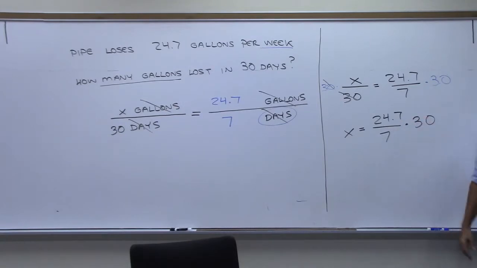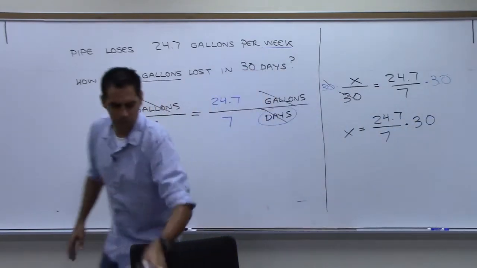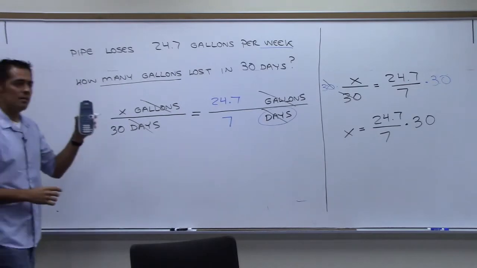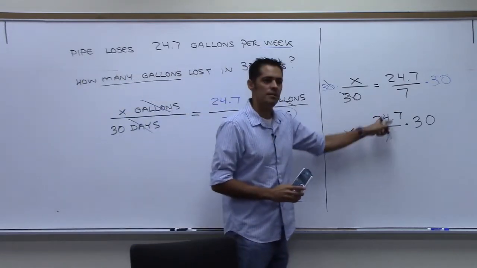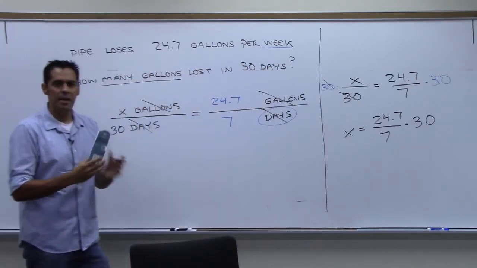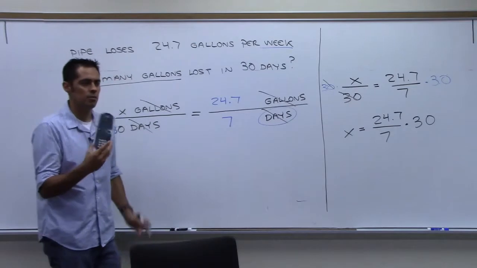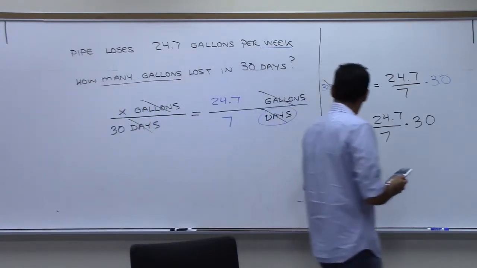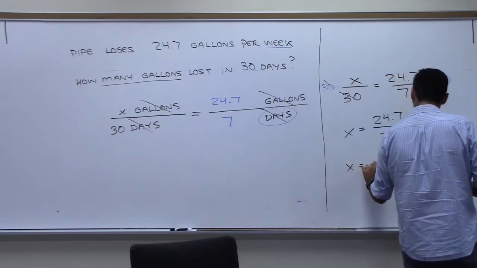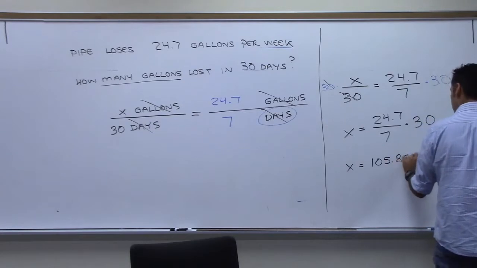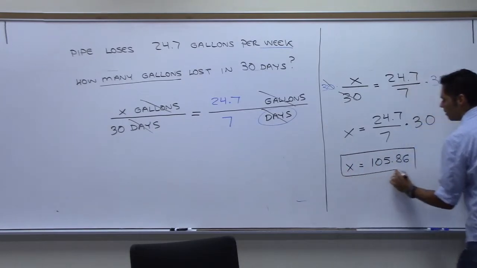Multiplication, division, doesn't matter. Work left to right. On your calculator, 24.7 divided by 7. And take that answer and do what with it? Multiply by 30. And you get x is 105.86. We'll just round to 2 decimal places. There you go.